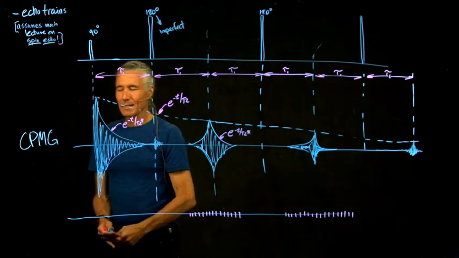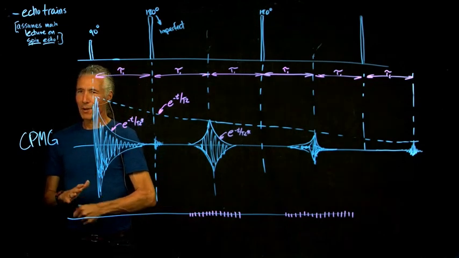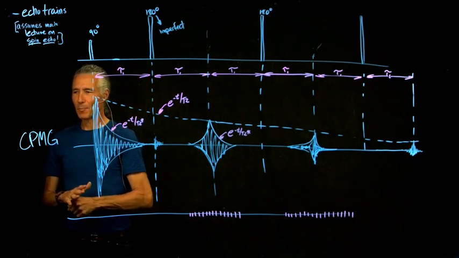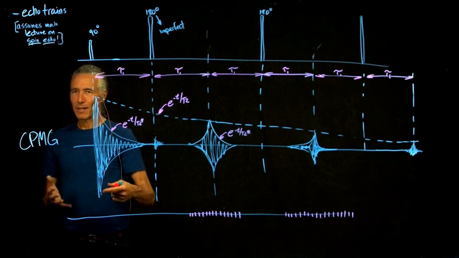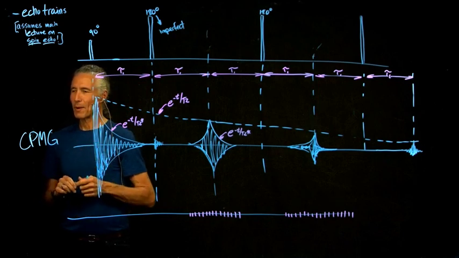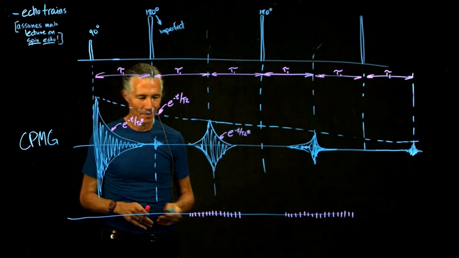So it's all about echo control. It's actually quite easy to make echoes. It's actually a problem dealing with all these echoes. They can cause ghosting and all different kinds of problems in your image.